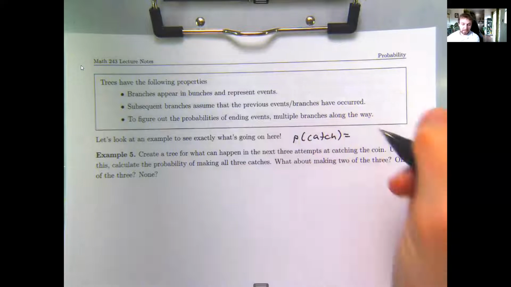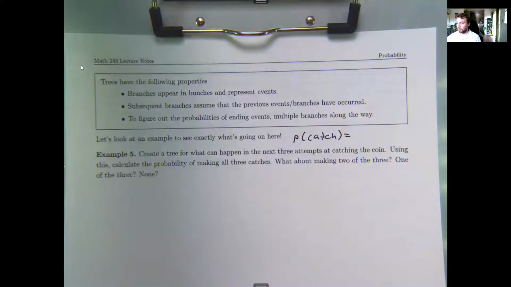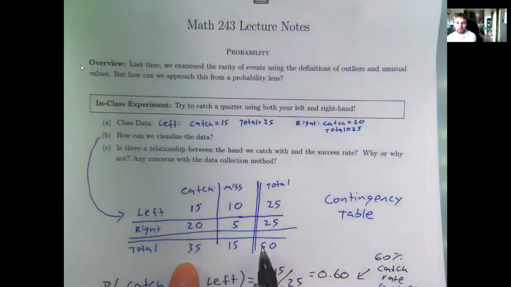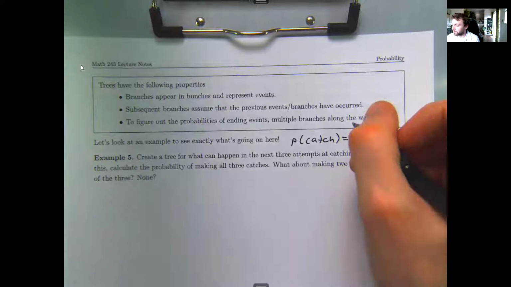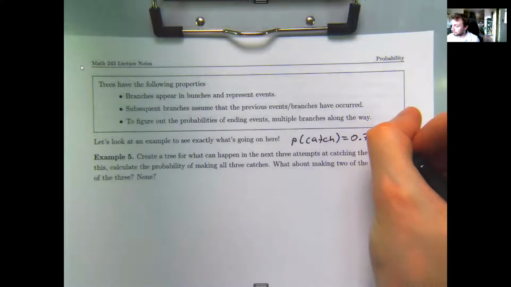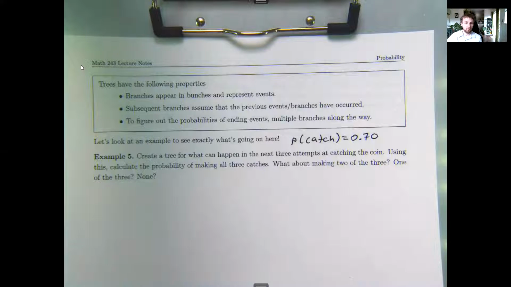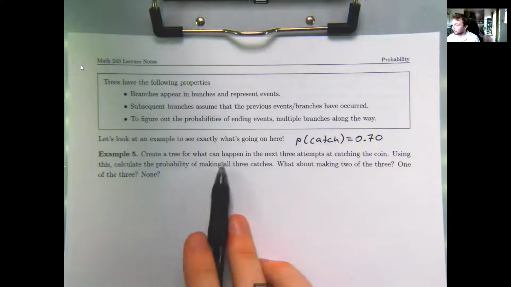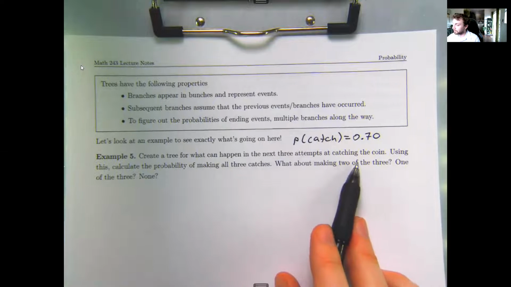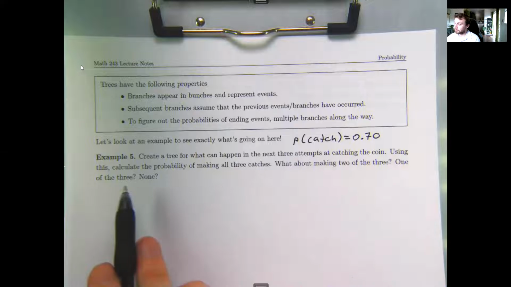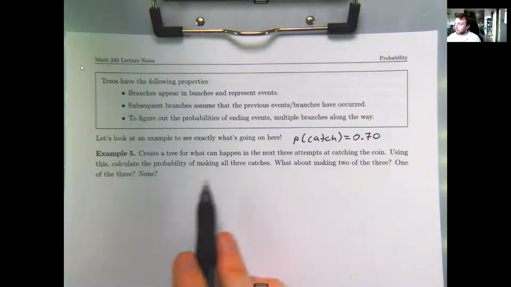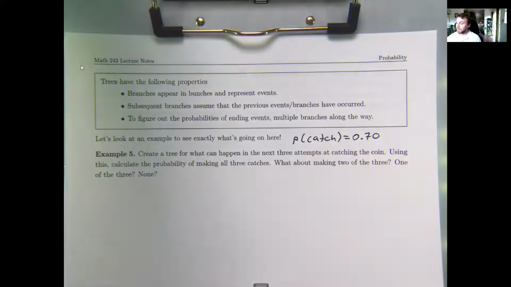Let's use that data from the first page where I had an overall catch rate of 35 out of 50, or catch rate of about 70%. Create a tree for what can happen in the next 3 attempts at catching a coin. Using this tree, calculate the probability of making all 3 catches, making 2 of the 3 catches, 1 of the 3 catches, and none of the catches.